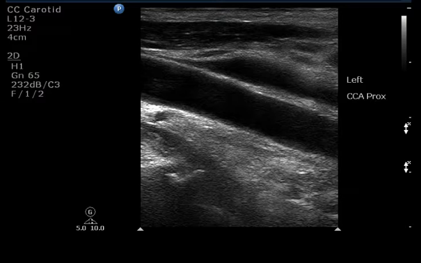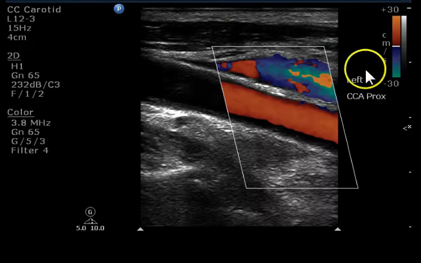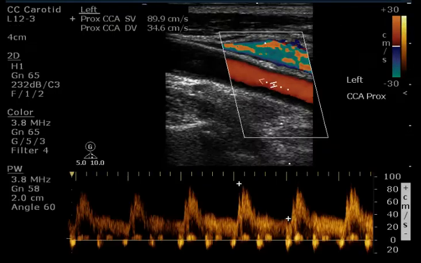The left common carotid artery appears to be relatively free of plaque, perhaps a little plaque here. We turn on the color Doppler, and certainly there is a small amount of hypoechoic plaque, but it is largely patent. We get a fairly normal signal in the common carotid artery, a little bit of post-turbulent sawtooth pattern to it, but normal flow velocities during systole and diastole.